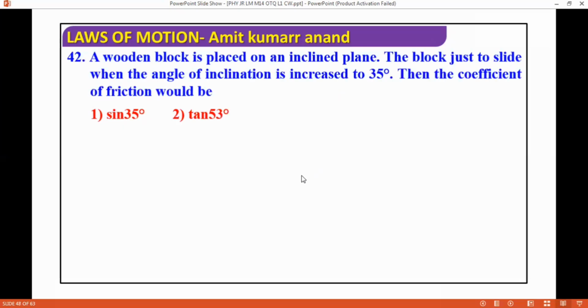A wooden block is placed on an inclined plane. The block begins to slide when the angle of inclination is increased to 35 degrees. Then find the coefficient of friction. So basically, I already explained to you the concept of angle of repose.